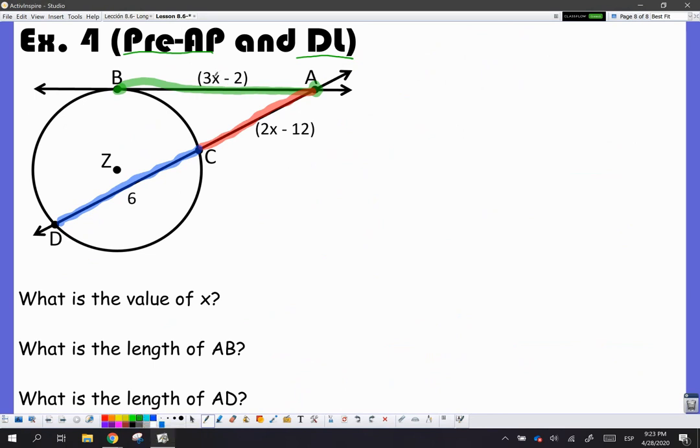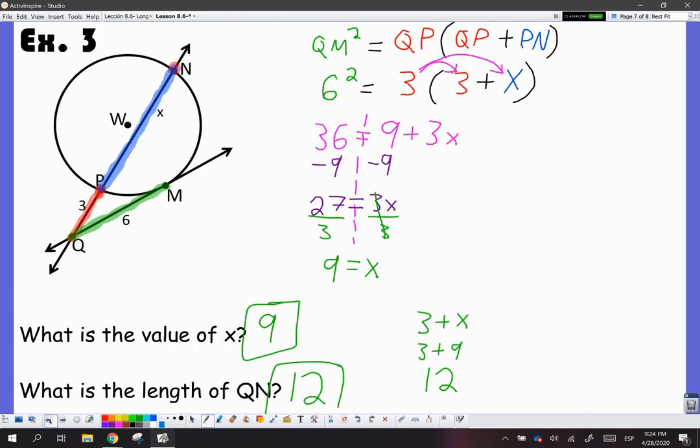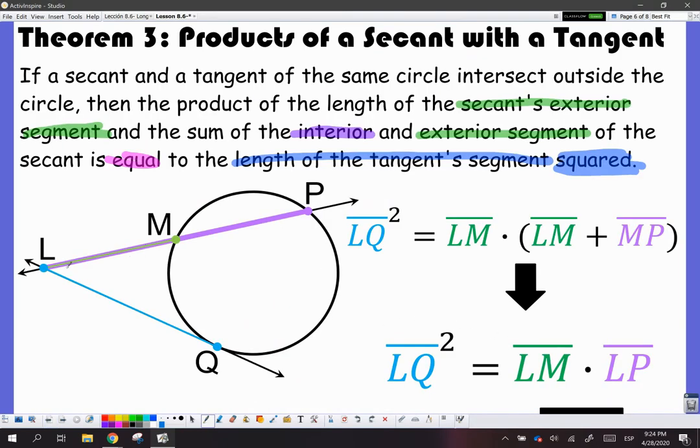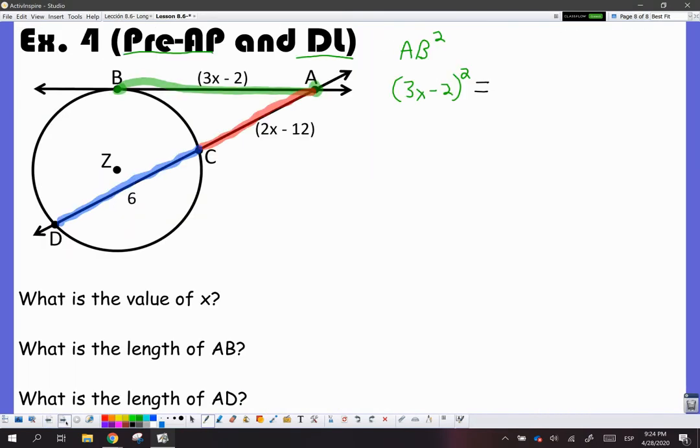So I have my tangent, which is 3x minus 2. And I'm going to go ahead and write them on the top here, so we're following the theorem properly. And I have 3x minus 2 squared. And that's going to equal LM, which in this case is the exterior part of the secant. So the exterior part of the secant is AC, which is 2x minus 12.